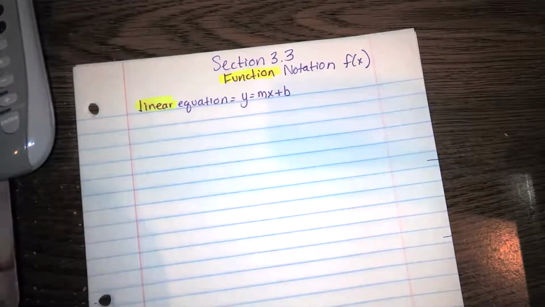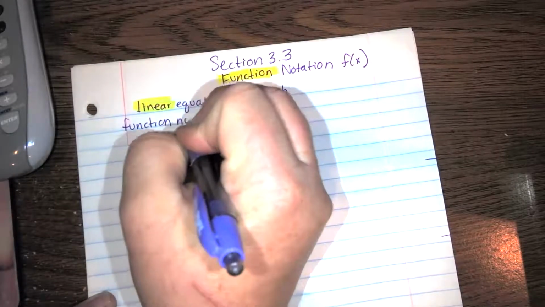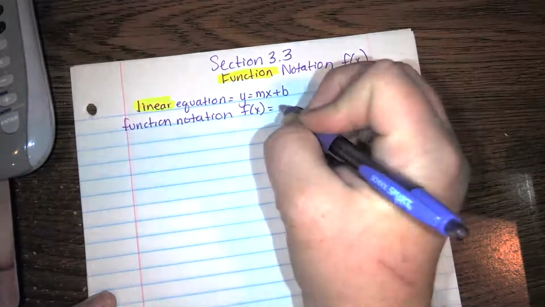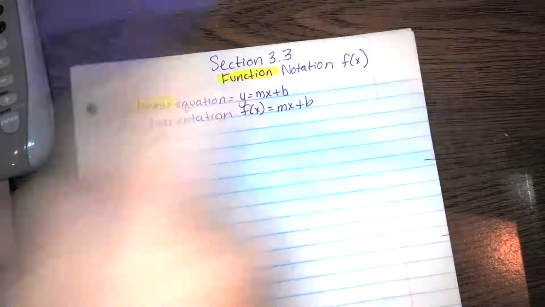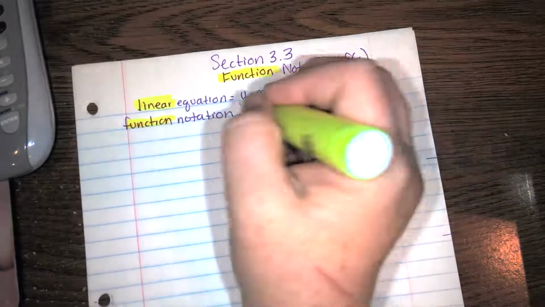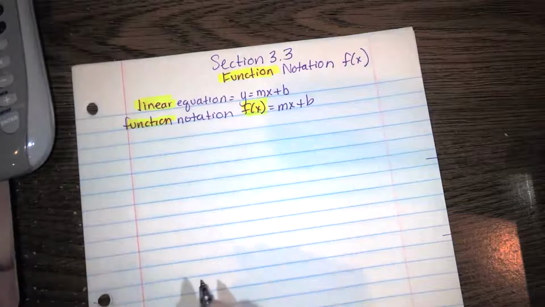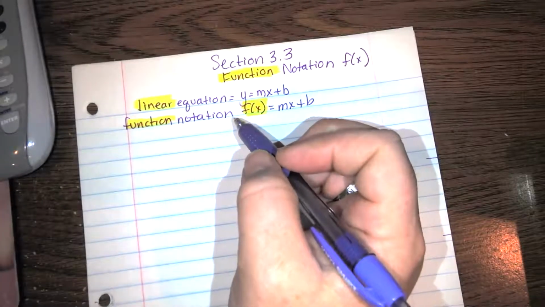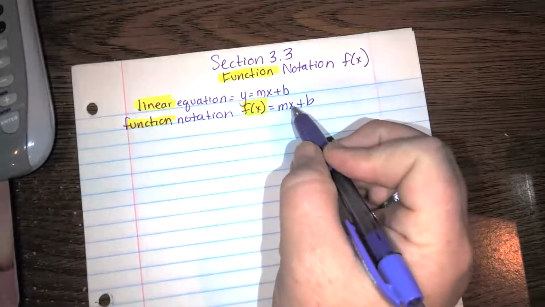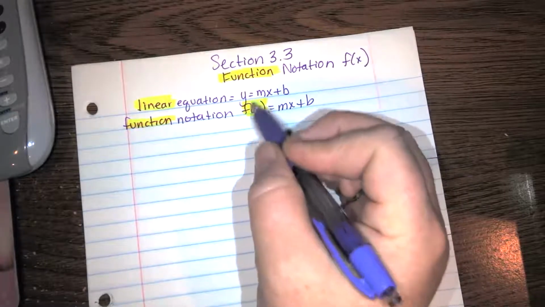If I want to write it in function notation, all I'm going to do is replace that y with f of x. Okay? See that? No big deal. So this is really read as f is a function of x. So whatever I plug into x, that's really what y is ending up being.